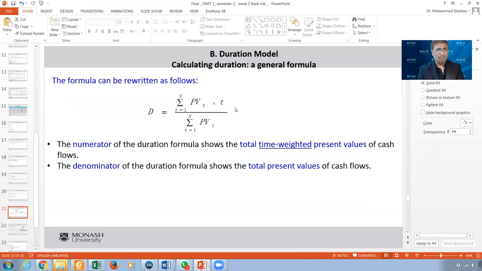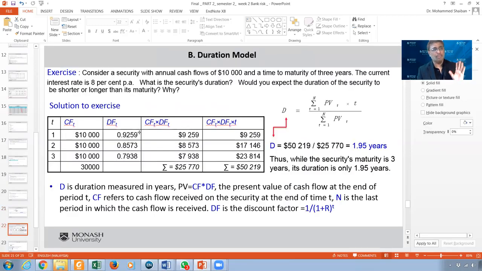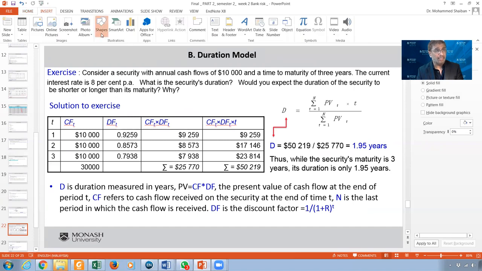Don't worry about this formula. The numerator is the total time-weighted present values, and the denominator is the total present values. Let me show you this example. If I have a loan of 3,000, this is very important to understand the duration model. It is a loan of 3 years, for 3,000. According to the repricing model, I will put this loan as an asset under the 3 years horizon.